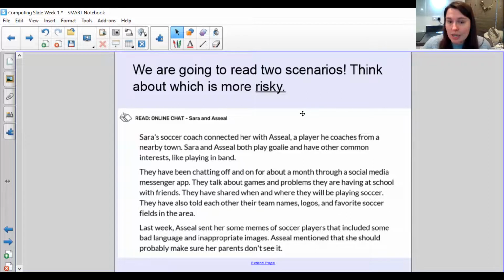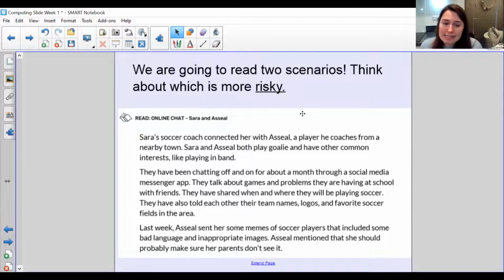Sarah's soccer coach connected her with Aseel, a player he coaches from a nearby town. Sarah and Aseel both play goalie and have other common interests like playing in a band. They have been chatting off and on for about a month through a social media messenger app. They talk about games and problems they're having at school with friends. They have shared when and where they will be playing soccer. They have also told each other their team names, their logos, and their favourite soccer fields in the area.